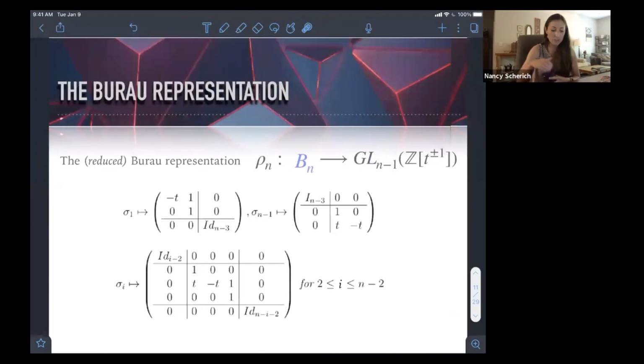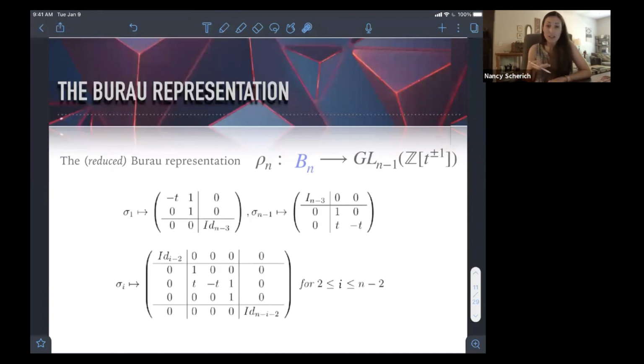Okay, so as promised, let's talk about the Burau representation. So the Burau representation is probably the easiest, smallest, or cutest non-trivial representation of the braid group. It's kind of the first one everybody learns. And this is the reduced Burau representation. There's an unreduced Burau. They're very similar. Don't get tripped up on that idea.